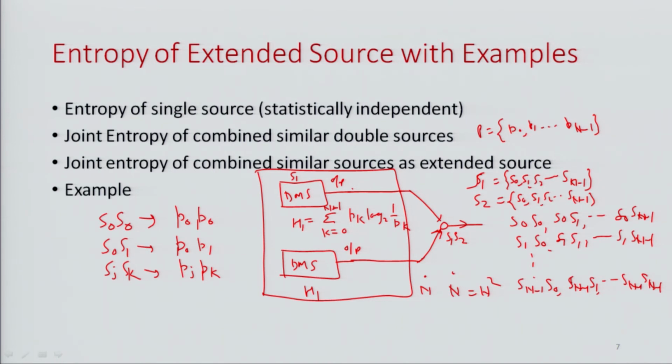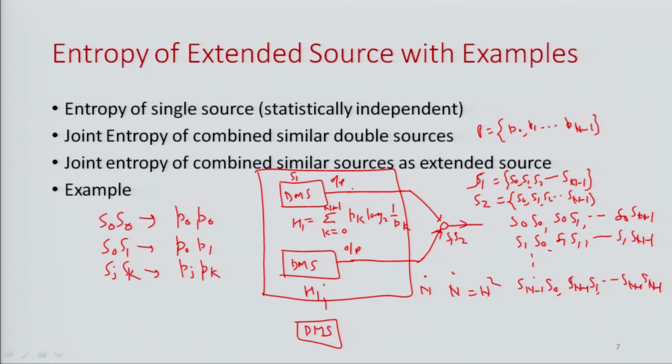Now, if you are taking more than two sources at a time, then what happens? Suppose this is again a discrete memoryless source with the same symbols and the same probability distribution.